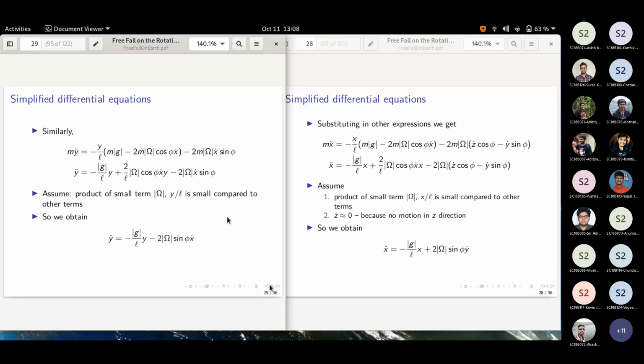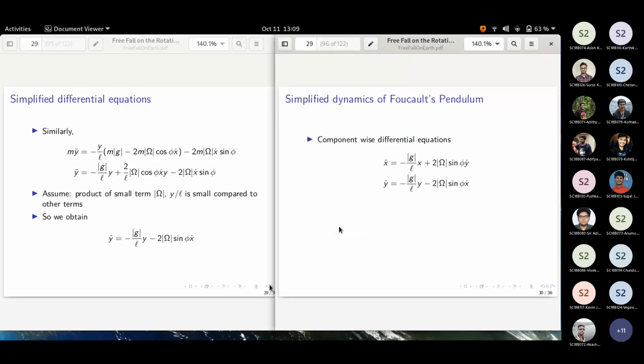So what is the overall equation now? It is this particular thing. Do you recognize something? It's a coupled linear equation. Length is fixed, g is fixed, modulus of g, omega is also fixed, and latitude is also fixed. Therefore, is it a linear or non-linear equation? Linear.